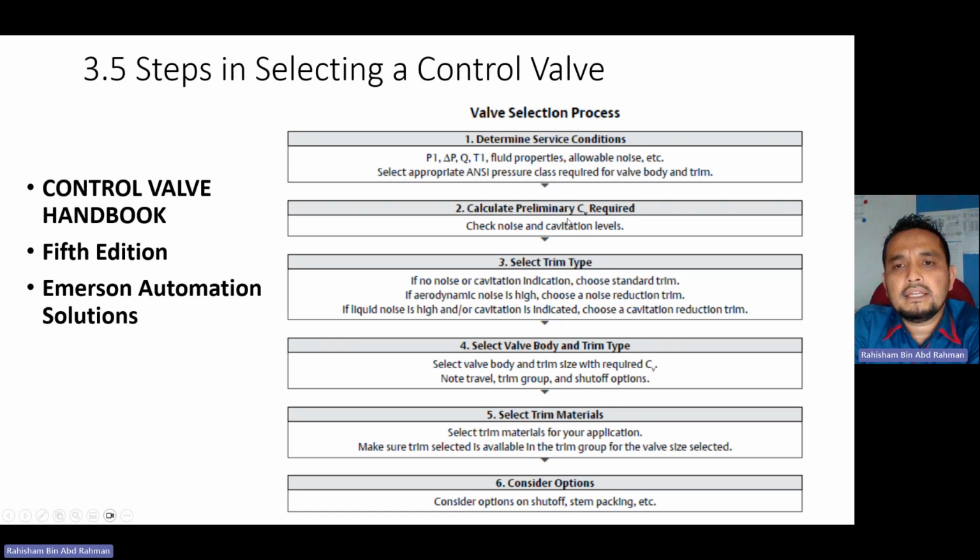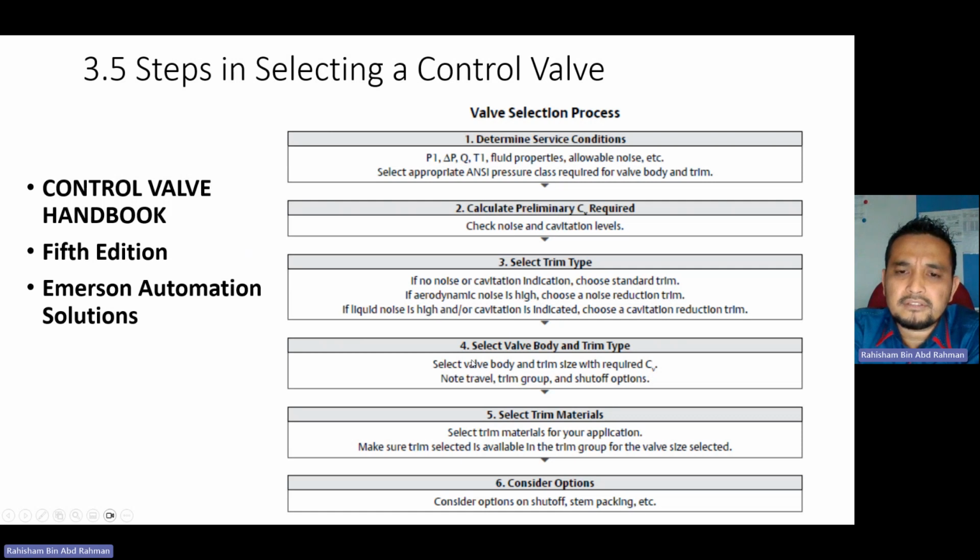Then we need to calculate the preliminary CV. We need to determine the valve coefficient, to avoid cavitation and flashing. So we perform the calculation, and we should be able to determine the valve coefficient. Then we need to select the trim type. What type of valve, ball type, the trim type, what kind of things we need to use.